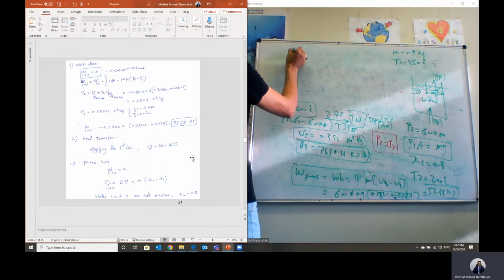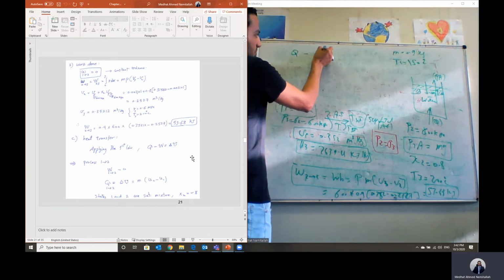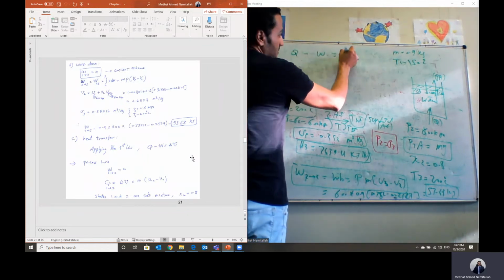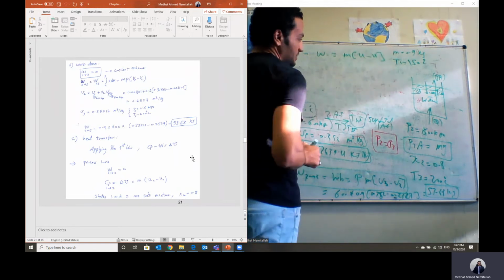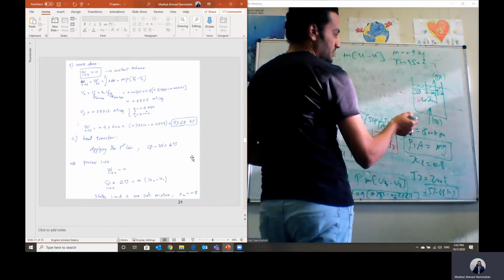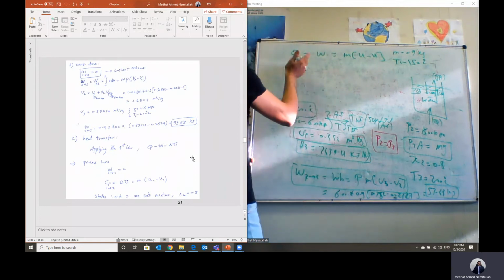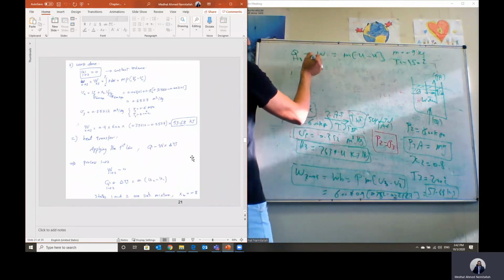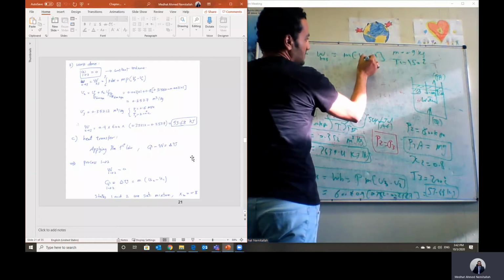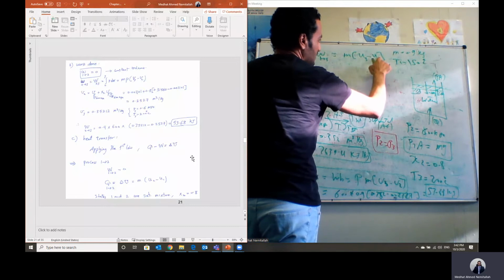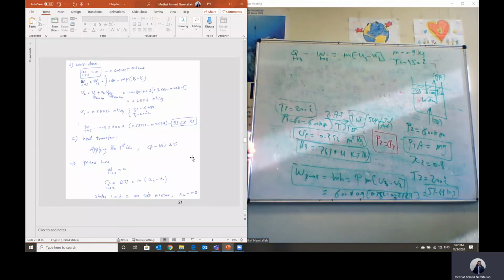So we can just apply the first law of thermodynamics. Q minus work will equal M multiplied by U final minus U initial. For the whole process, Q from state 1 to state 3 minus work from state 1 to state 3 should equal mass multiplied by U3 minus U1.